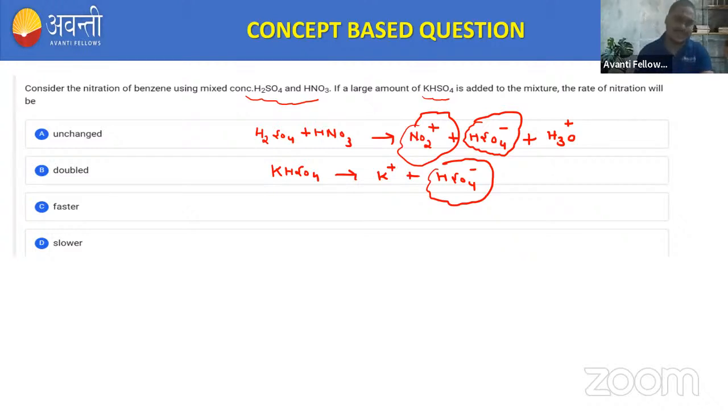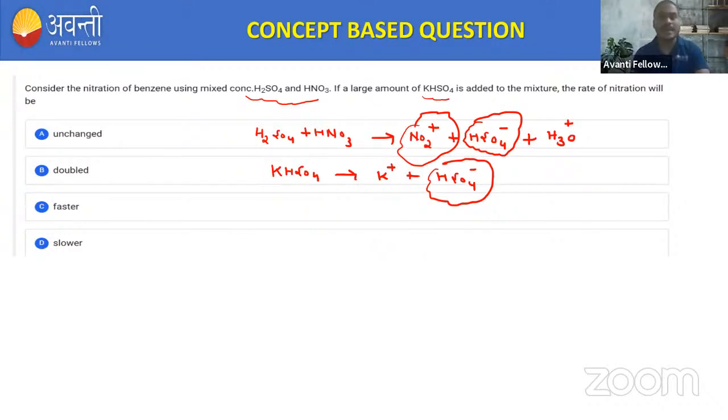So this is a very interesting question. बहुत अच्छा क्वेश्चन था ये. हुआ क्या, ध्यान से सुनो. हमें पता है हम H2SO4 HNO3 को जब मिक्स करते हैं तो हमें NO2 प्लस मिलता है which acts as an electrophile. NO2 प्लस क्यों मिलता है? क्योंकि HSO4 का फॉर्मेशन होता है. HSO4 का अगर फॉर्मेशन ना हो तो हमें NO2 प्लस भी ना मिले.